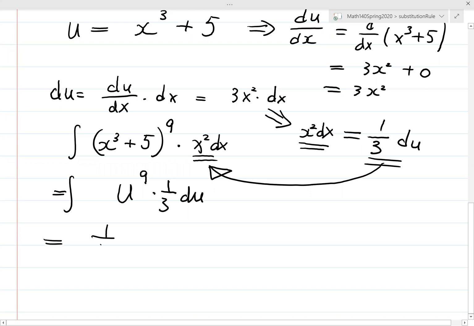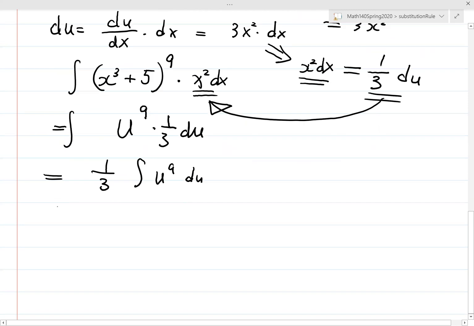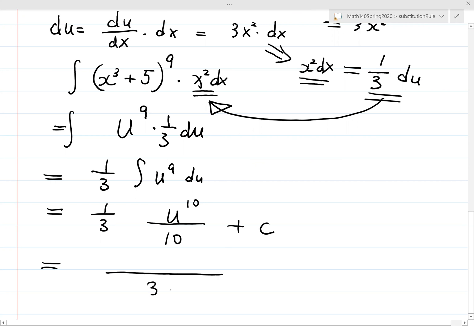Okay, so this is 1/3 factored out, u to the power 9 du. Now you apply the power rule. Increase the power by 1, so we get power 10, and then divide, plus c. And then the last step, simplify and return to the original variable. 3 times 10 gives us 30. U is x cubed plus 5, so we get x cubed plus 5 to the power 10 over 30 plus constant c. Then we are done for this problem.